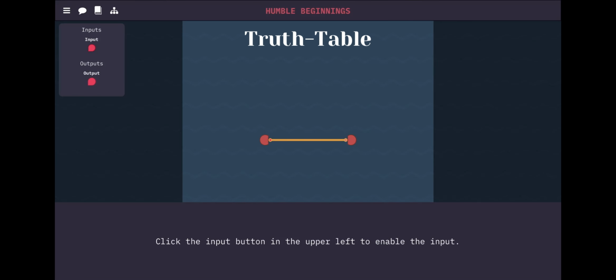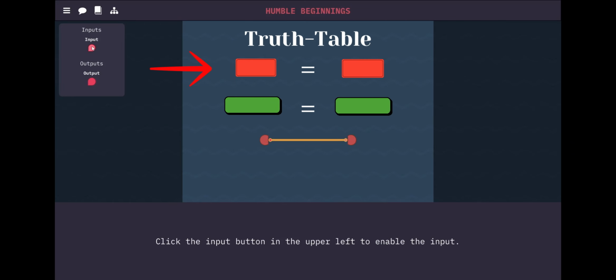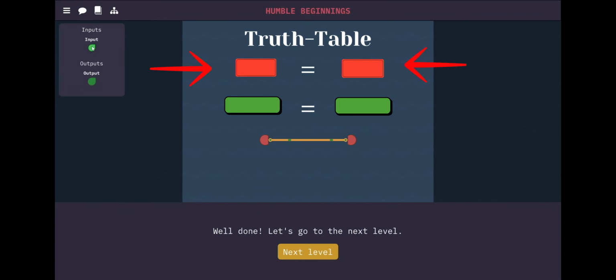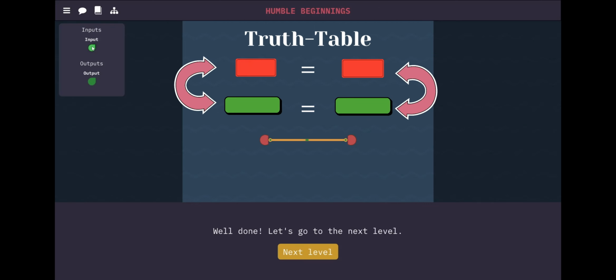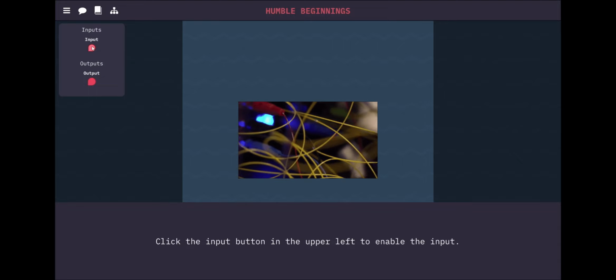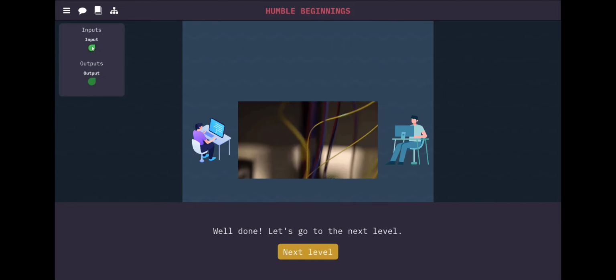The truth table for this circuit is the simplest one possible, and looks like this. This means that when our input is red, we want to receive the same red at the output as well, and the other way around. No additional components needed, just a reliable wire between input and output. That's it.